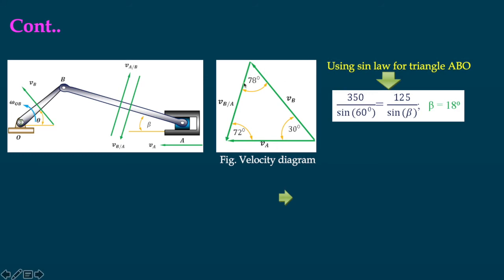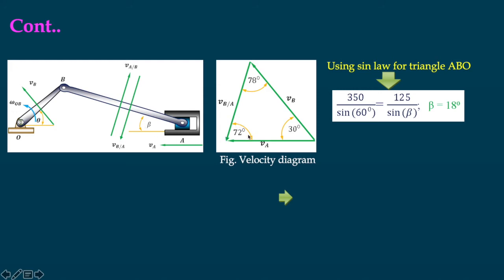So from this velocity diagram, and as the lengths are given here, using this triangle and the sine law, we get the beta value. That beta value is required to get this value. Beta is 18. So as beta is 18 here, this angle equals 90 minus beta, means 78. This is the 78.